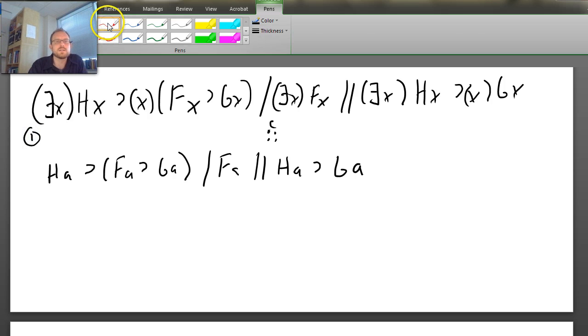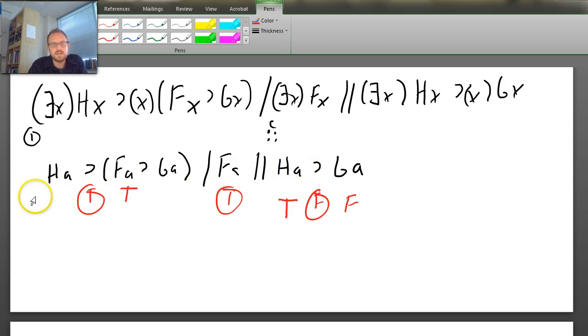My apologies for the last time. So that's going to be false, true, and true. Now, there's only one way a conditional can be false, and that's if the antecedent is true and the consequent is false. So now I have the values of HA, GA, and FA. FA is true, HA is true, and GA is false.